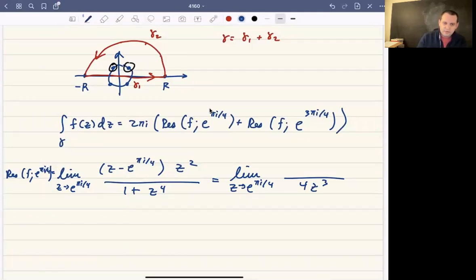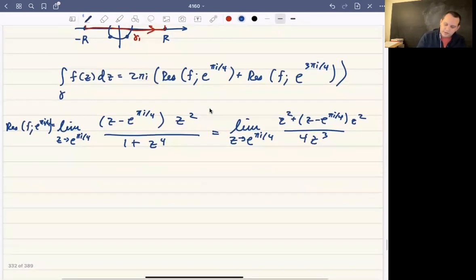And then the derivative of the numerator is going to end up being z squared plus 2z times z minus e to the pi I over 4. And so that term is going to go to 0. We end up with 1 over 4 e to the pi I over 4. So that's 1/4 e to the negative pi I over 4.